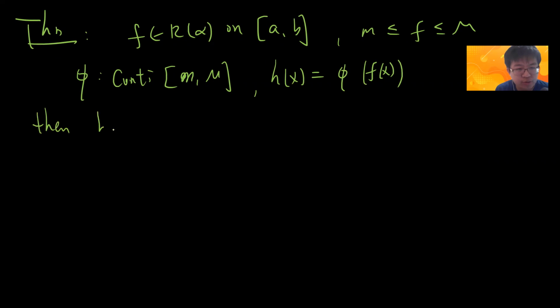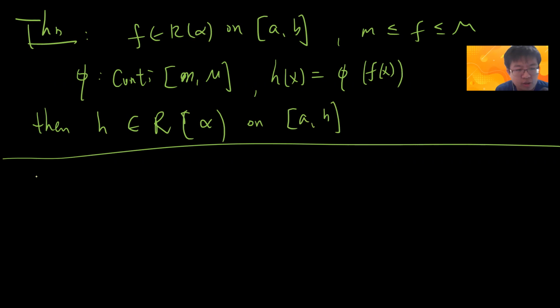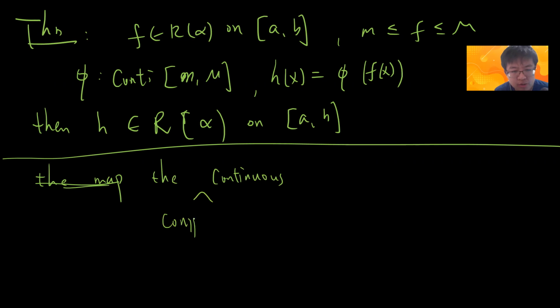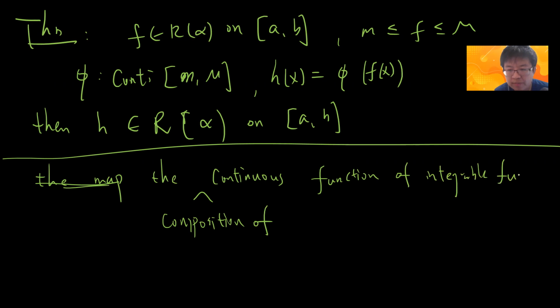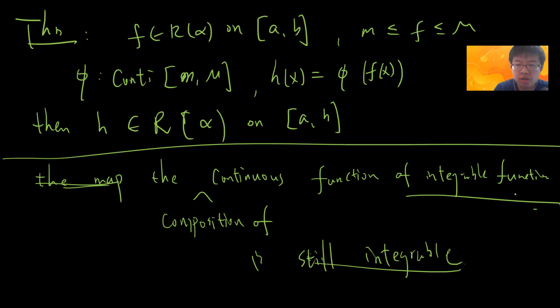Then h is Riemann integrable with respect to alpha on [a, b]. So this is just saying that the composition of a continuous function with an integrable function is still integrable. That means you have an integrable function and you put it into a continuous function, and it's still integrable. Let's give it a proof.